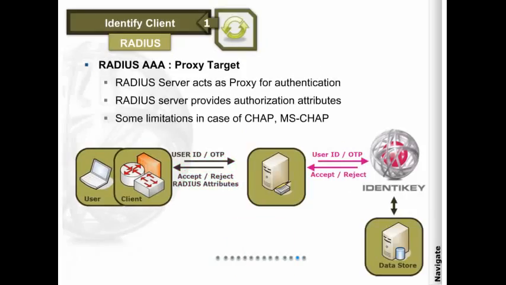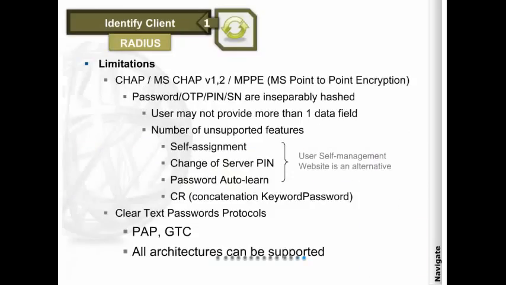In this scenario, a Radius server acts as a proxy for authentication, effectively delegating the authentication process to Identikey server. The Radius server provides the authorization attributes after Identikey server has accepted the user credentials. Not all architectures are suited for all protocols. Because CHAP and MS-CHAP hash the password and OTP inseparably together during encryption, all features in which a user has to provide both in the same request cannot be supported in the architecture where the Radius server acts as a backend. Some of these features are listed above.